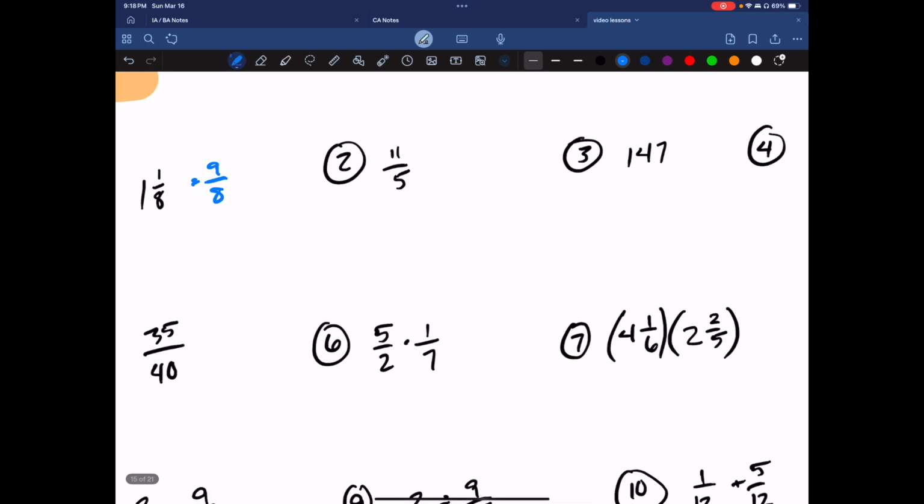How many times does 5 go into 12 evenly? 2, because 5 times 2 is 10, with 1 left over, so it'd be 2 and 1/5. Okay, 2 and 1/5.